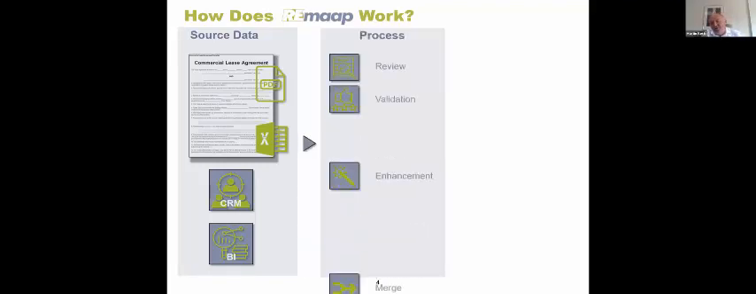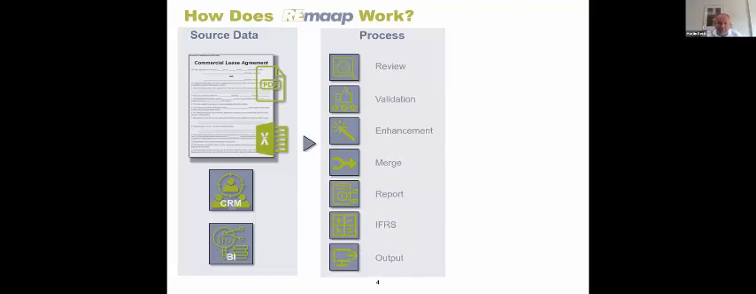So what do we then do with that data? The first thing we do is review all the documents that you sent us. And that's where the artificial intelligence will start coming, because it will review the information, it will find out if there's any pages missing, are all the documents that were sent to us correct and associated to the right lease.